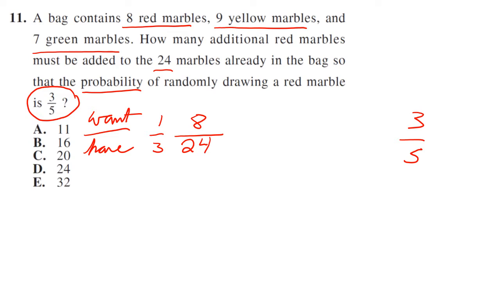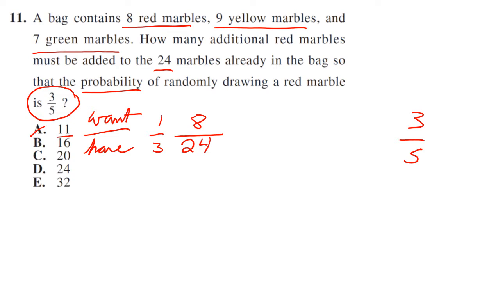A couple of different options to do this one. Let's talk about plugging in the answers first. Plugging in the answers means I start with 8 and add 11 red marbles. But if I add them to just the red, I also add them to the total. So 8 plus 11 equals 19, and 24 plus 11 equals 35. And that cannot reduce to 3/5. So it can't be choice A.